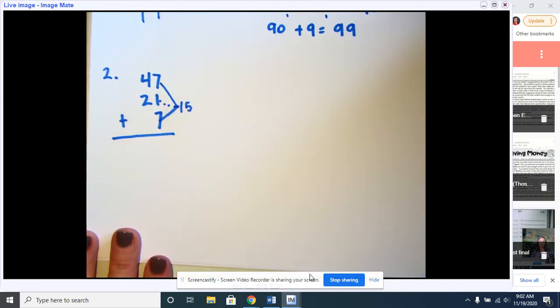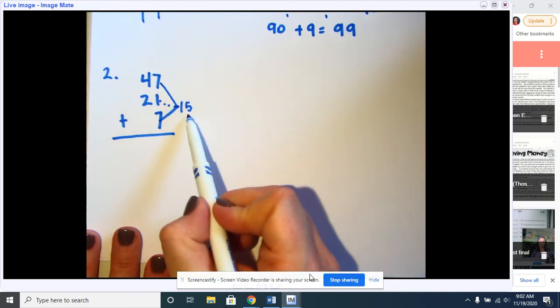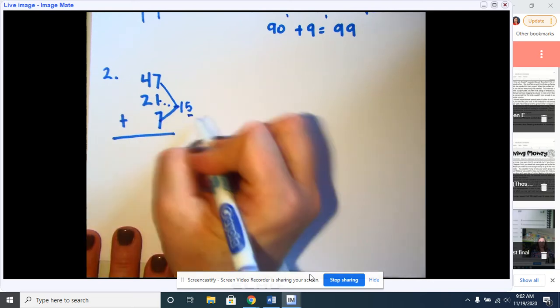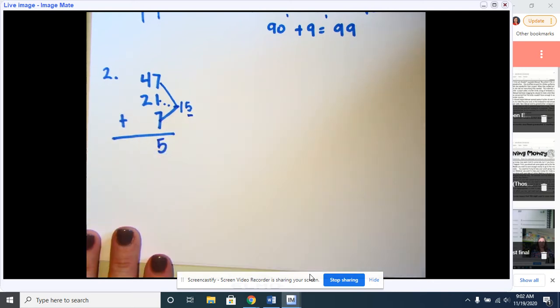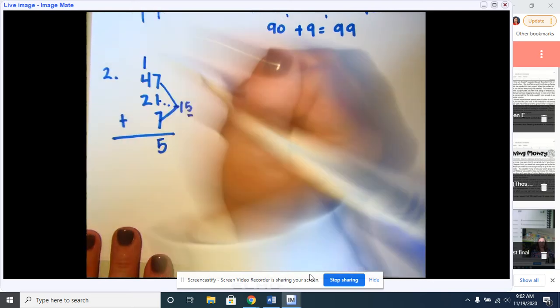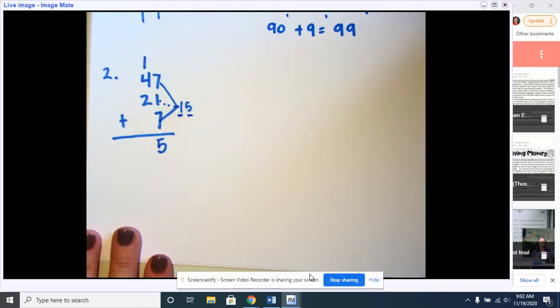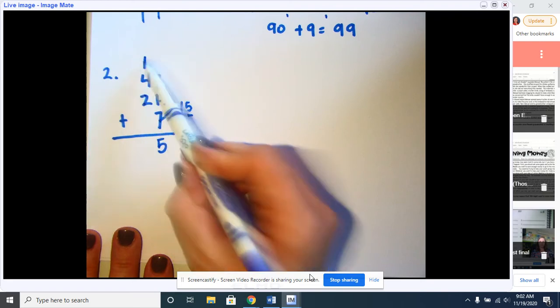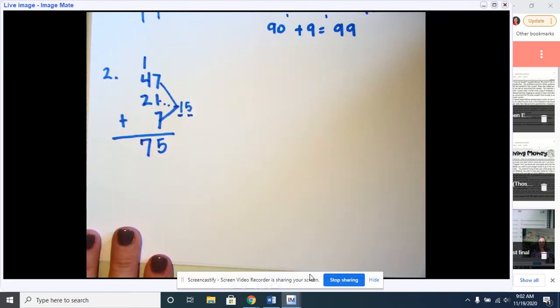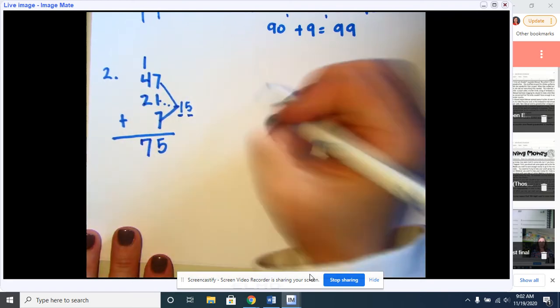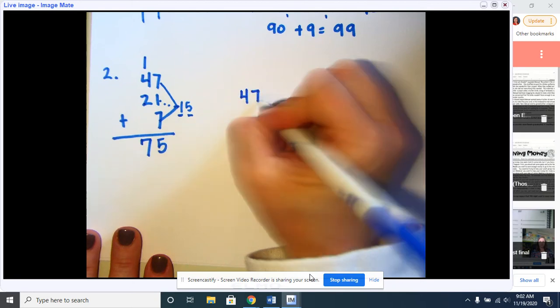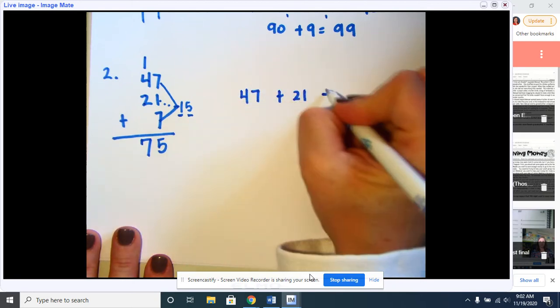With this one, I'm going to have to put the number in the ones place, which is 15, in the ones place, and carry this 10 up in the tens place. Then I'm going to add the tens place: 4, 5, 6, 7. 75.